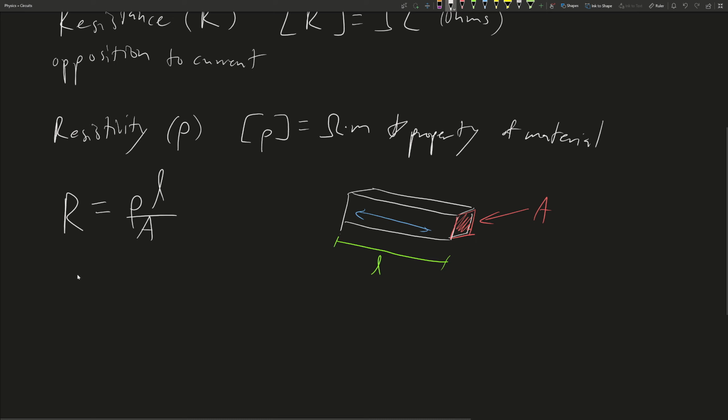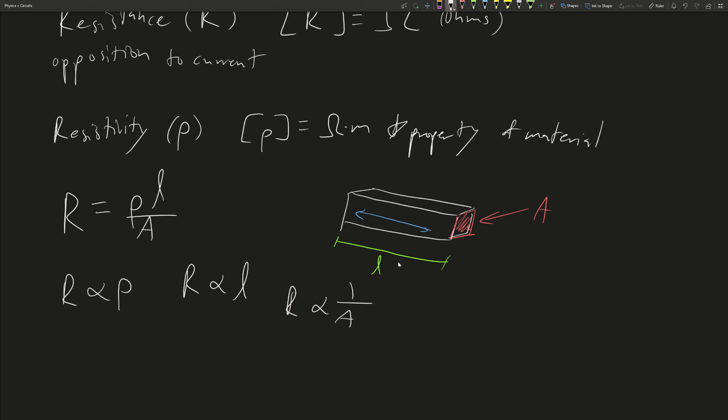And looking at proportions, we know that the resistance is going to be proportional to resistivity. So the higher the resistivity is for a material, the higher the resistance is given the same dimensions. Resistance is also proportional to length. So the longer it is given the same area and resistivity, the more resistance it's going to have. And then resistance is inversely proportional to cross-sectional area. And so the larger the area is given the same length and resistivity, the less resistance it's going to have.